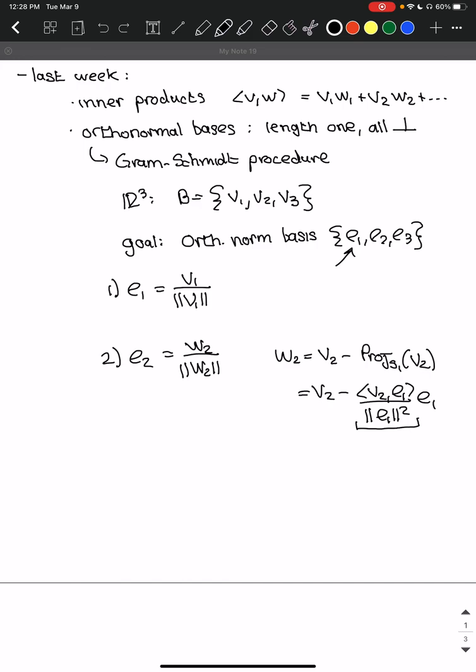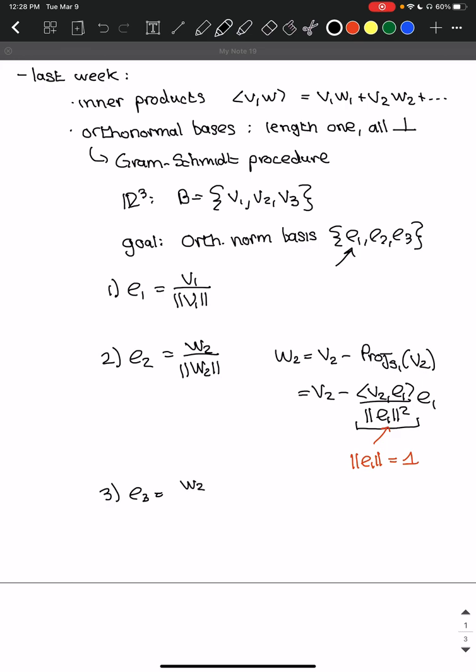You don't see this bottom part in the formula, right? That's because E1 is length 1, right? So if I square it, I still get 1. We just ignore it in the formula. So that gives us W2, and then essentially what we do there is we normalize it to get E2. And then we do this again to find E3.